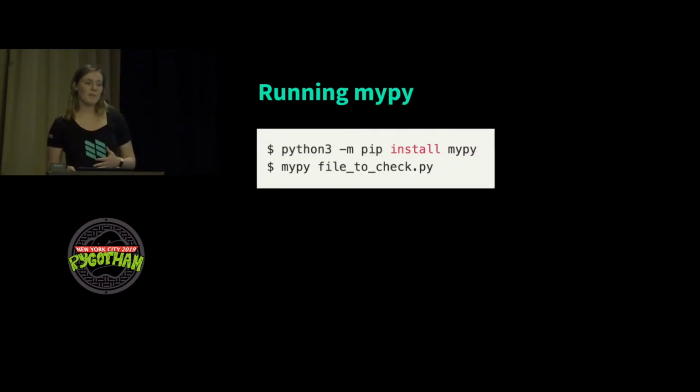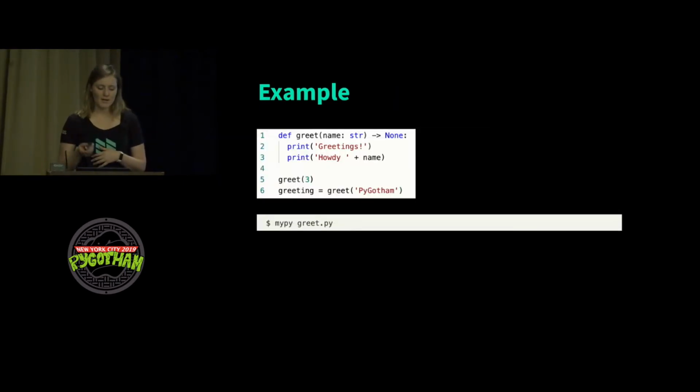So now to run Mypy, first you have to pip install it, and then once it's pip installed, you can just call Mypy on a file you want to check or the directory you want to check. So back to our function greet. Here we're calling it again with that integer 3, and then we're also calling it with a string, pygotham, and setting the return value equal to a variable greeting. Let's run Mypy and see what happens.